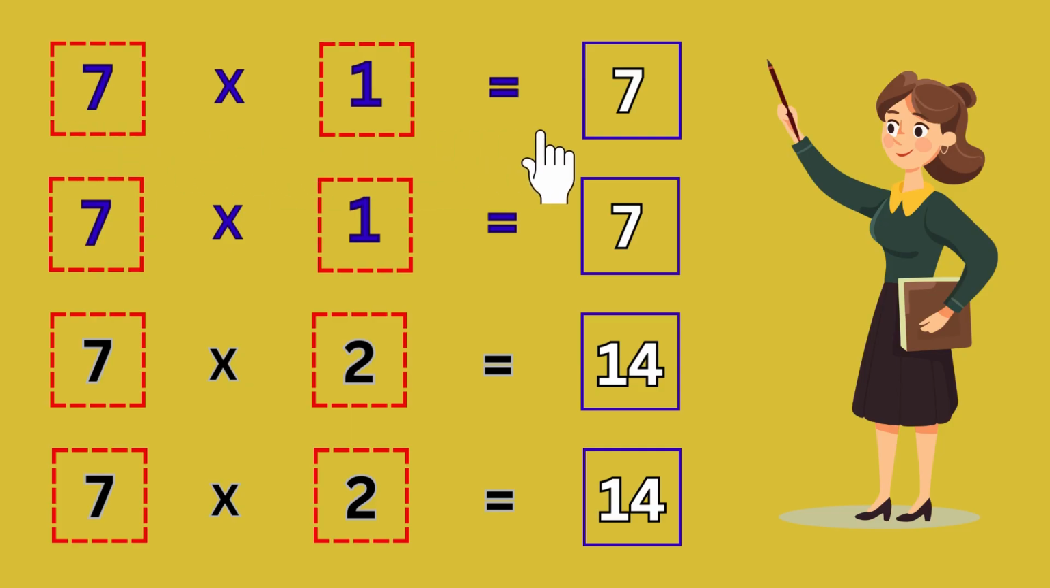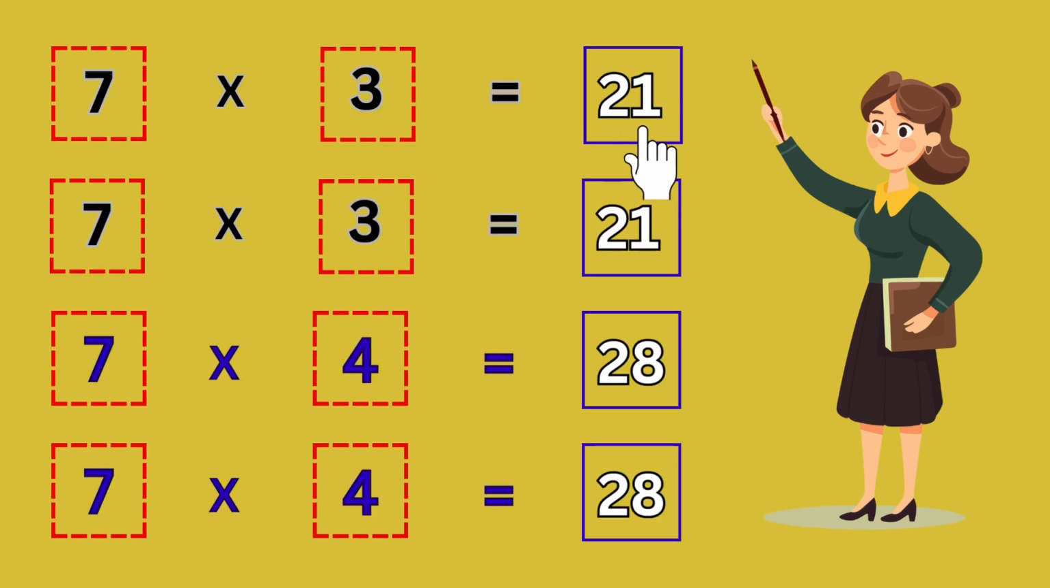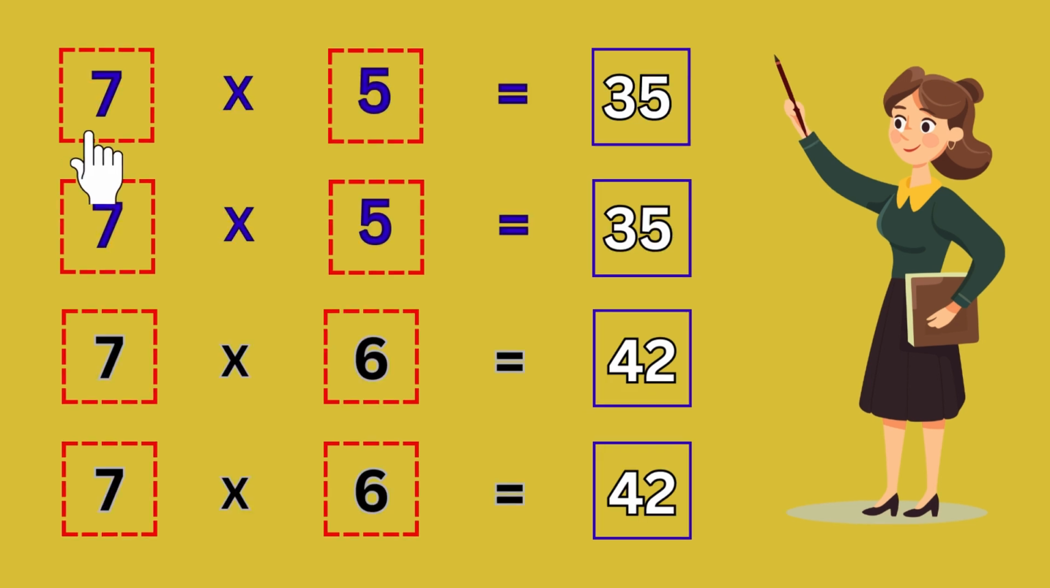Let's begin multiplication table for 7. 7 ones are 7, 7 twos are 14, 7 threes are 21, 7 fours are 28, 7 fives are 35.